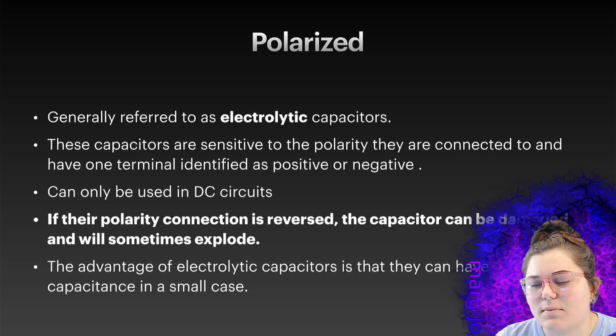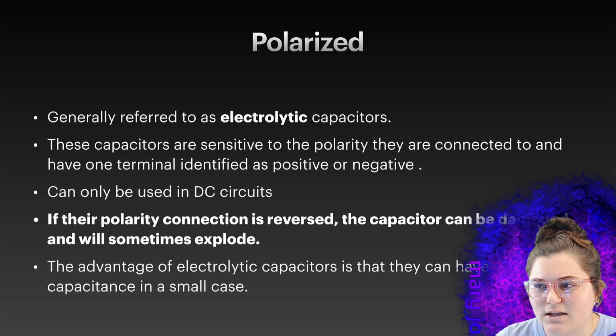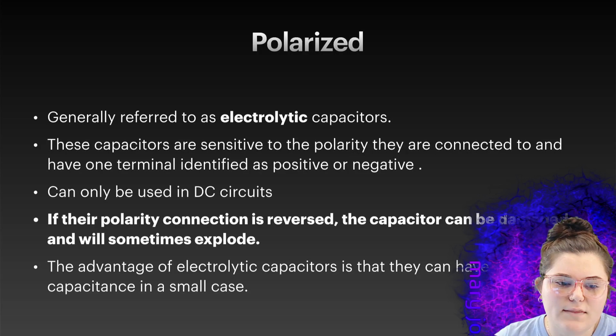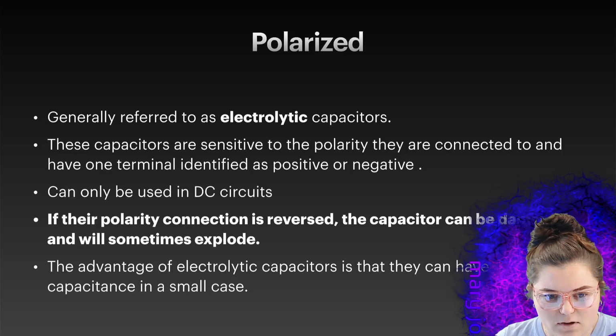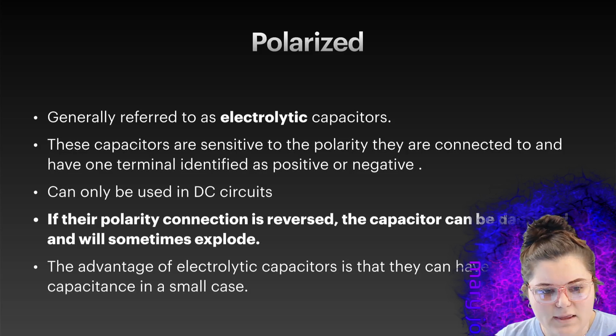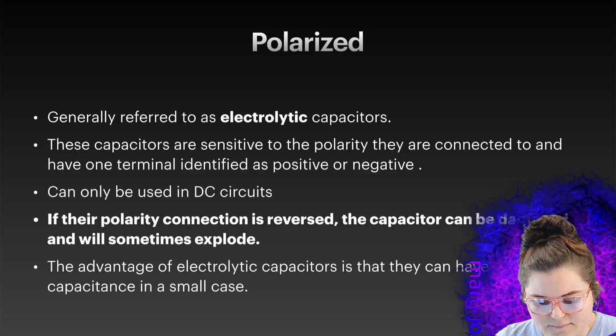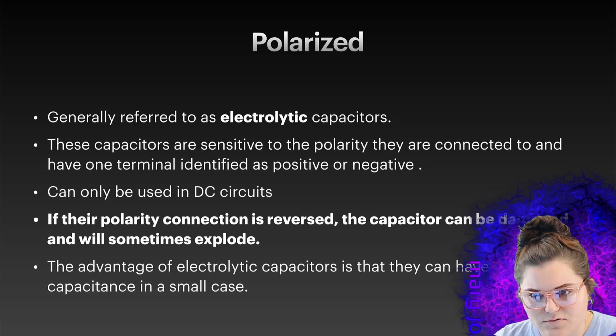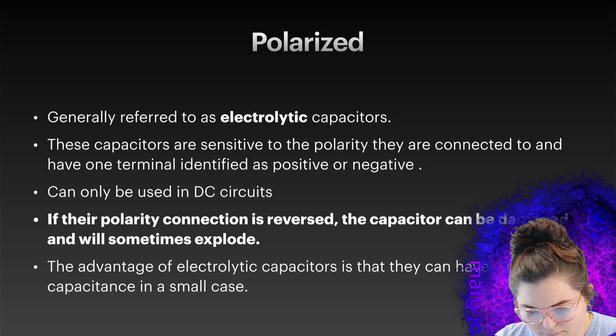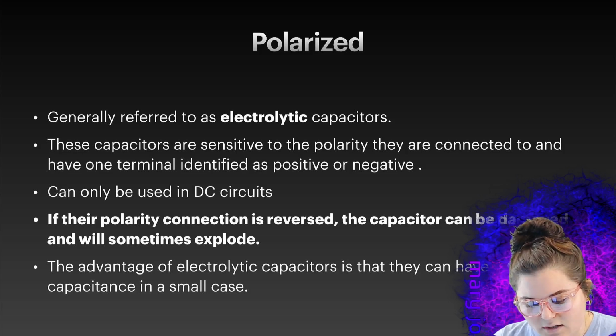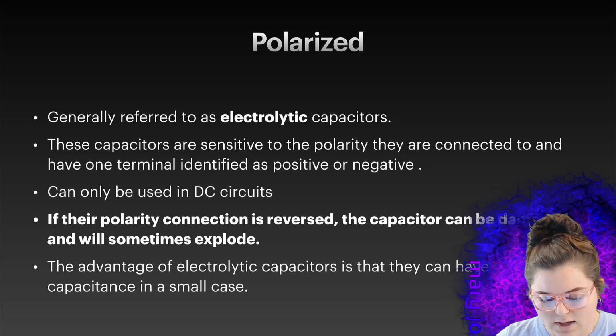Polarized capacitors are generally referred to as electrolytic capacitors. These capacitors are sensitive to the polarity they are connected to and have one terminal identified as positive or negative. They can only be used in DC circuits. If their polarity connection is reversed, the capacitor can be damaged and will sometimes explode. The advantage of electrolytic capacitors is that they can have very high capacitance in a small case.